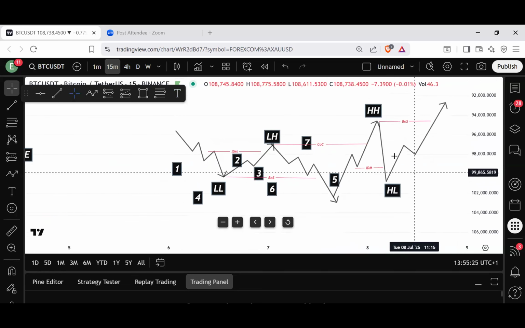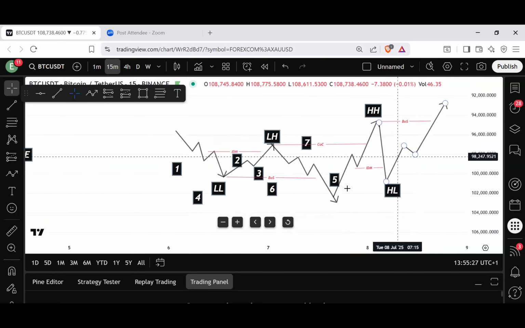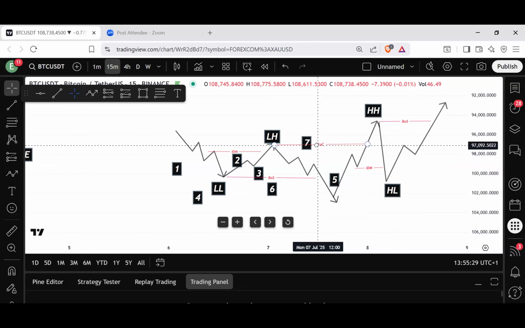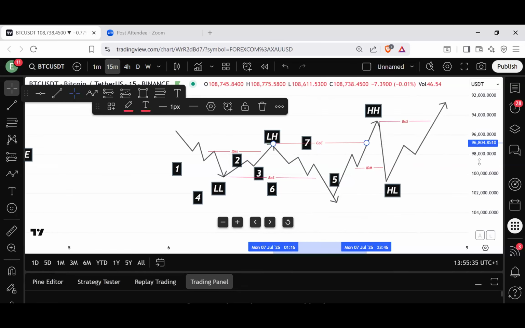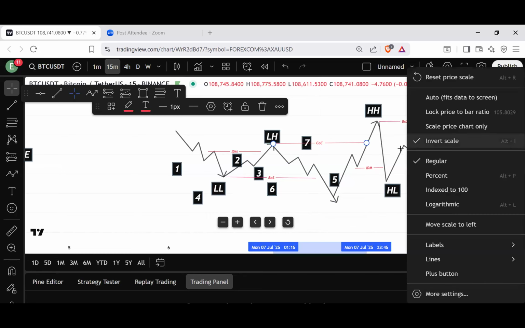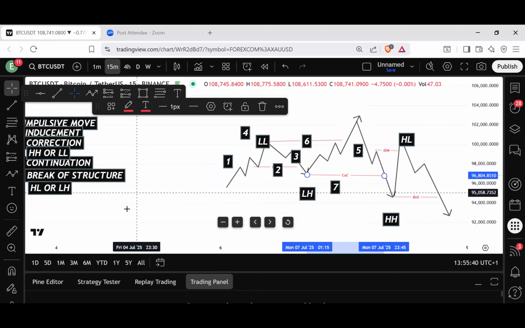So the only difference now is this COC. Only the COC line can be number 8, but the structure is repeating. So let me add it here. It's number 8.